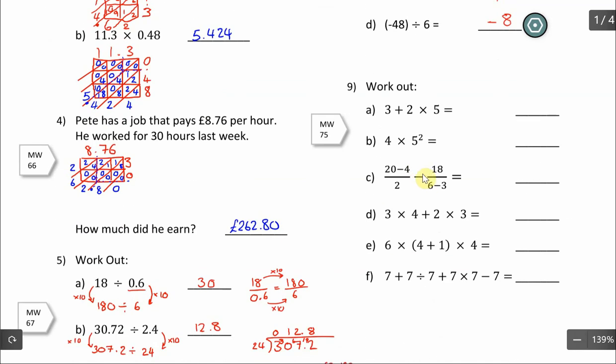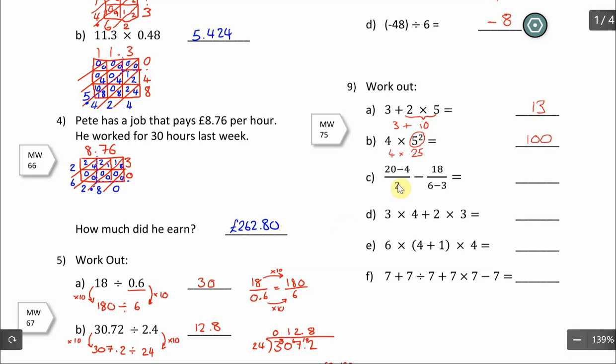And then BIDMAS for question 9. The first thing I would do on this question is the 2 times 5. Multiplication comes before addition. 3 drops down to give us 3 plus 10, which is 13. On this one, we've got an index, so indices come before multiplication. So 5 squared is 25. 4 drops down. 4 times 25 is 100.